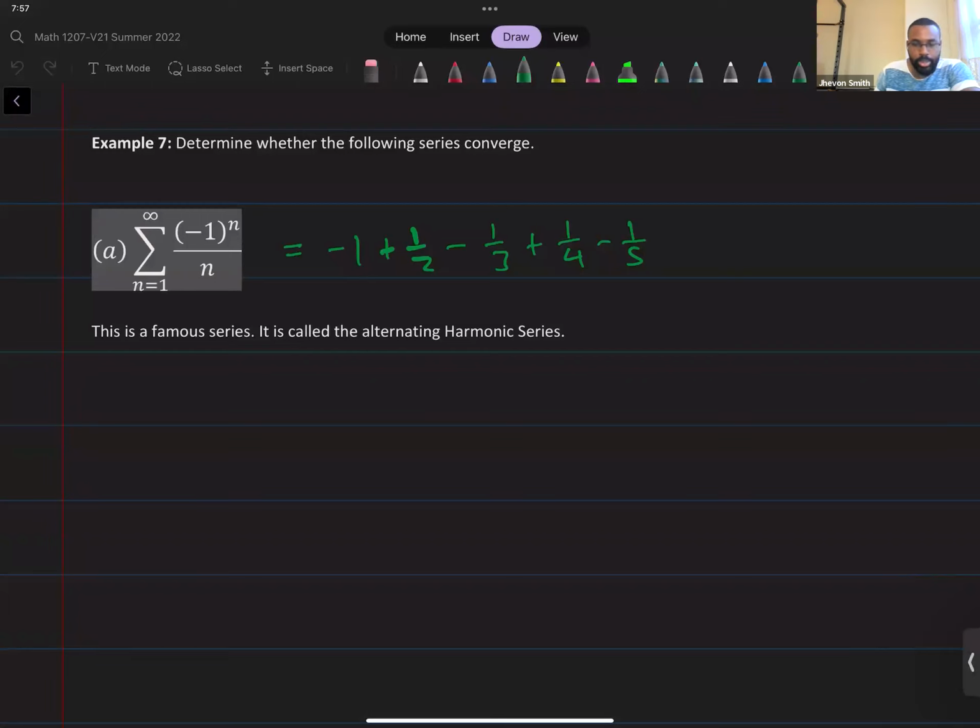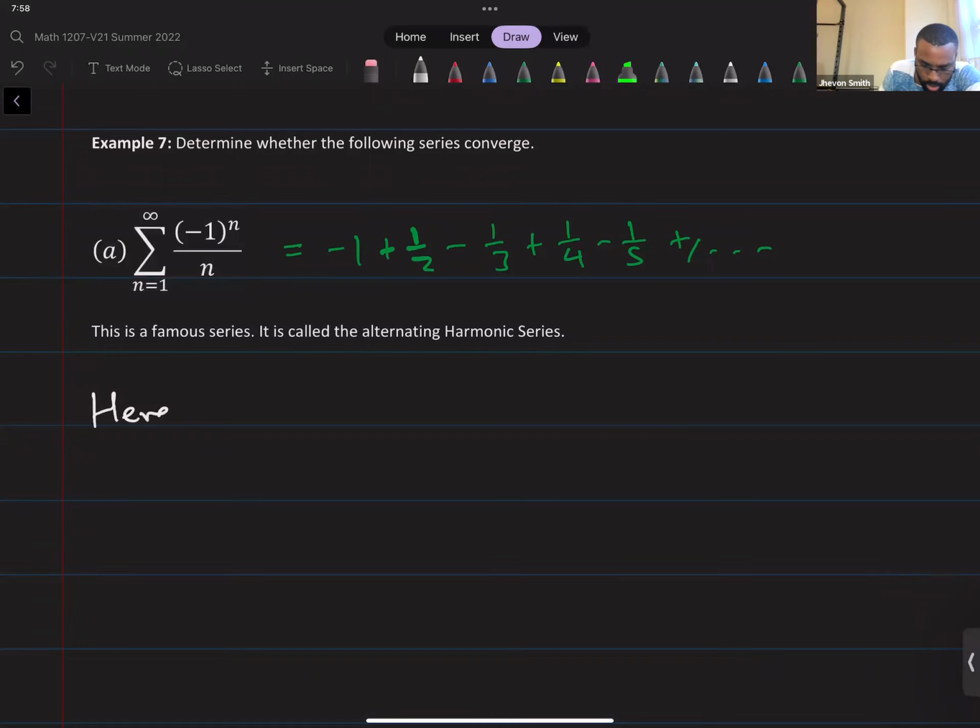Plus minus and so on. Okay, so it's just like our harmonic series, 1, a half, a third, a fourth, a fifth, etc. going on. But now you have alternating signs. This is also a very famous example because this one, based on the alternating series test, actually converges. And it converges conditionally.